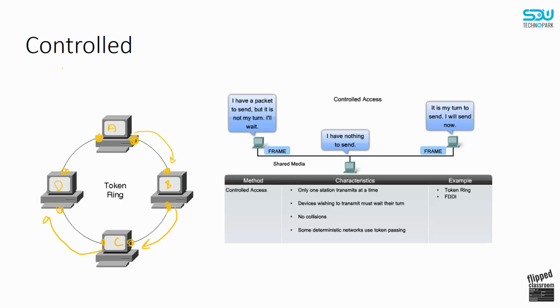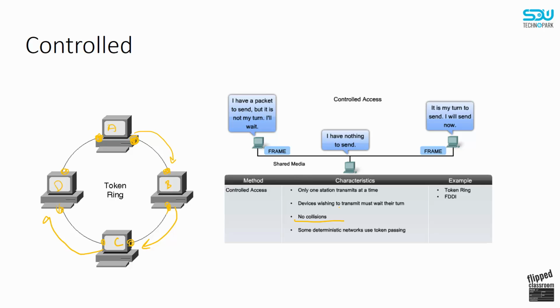One of the benefits of this type of media access control is that there are no collisions. Why are there no collisions? Because in this type of communication, due to the fact that we have order, we don't have collisions. It is one of the benefits of using controlled media access control.